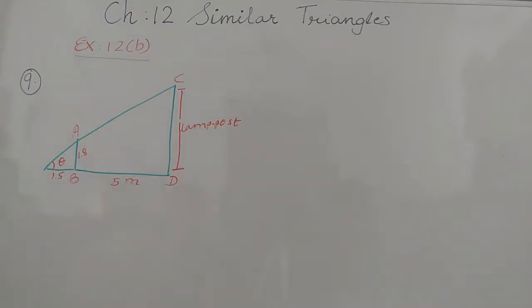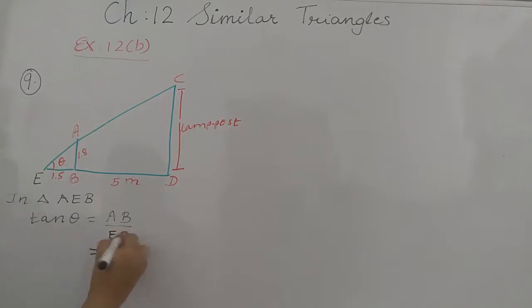So here we want to calculate the length of CD. I have taken angle theta and I take here E, so that we get a triangle. First of all, I take this smaller triangle AEB. In triangle AEB, tan theta, the tan ratio, is equal to opposite, that is AB, upon adjacent EB. So this way we can write the values here. Tan theta is equal to AB is 1.8 and EB is 1.5.